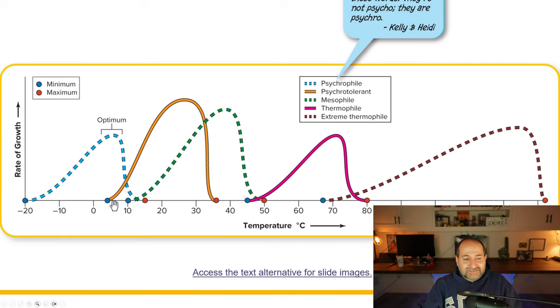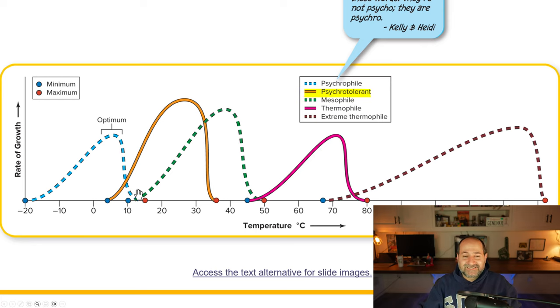Next, we have these organisms here. These organisms have an optimal temperature of around room temperature, between 24 and 25 degrees C, with a minimum temperature of around 4 degrees C and a maximum around 37 degrees C. These are known as psychrotolerant organisms.